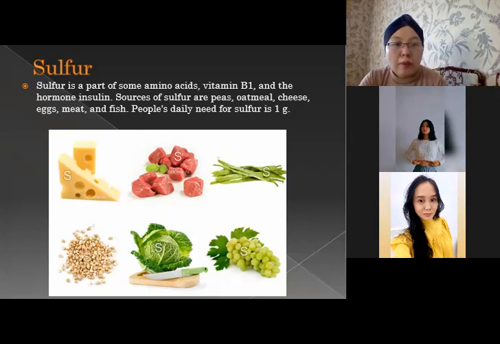So, у меня сегодня должно быть три группы. Так, 23.